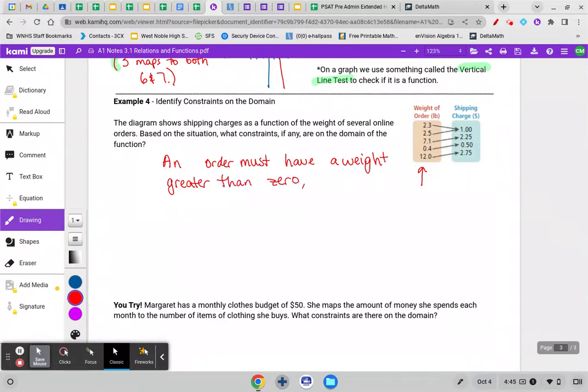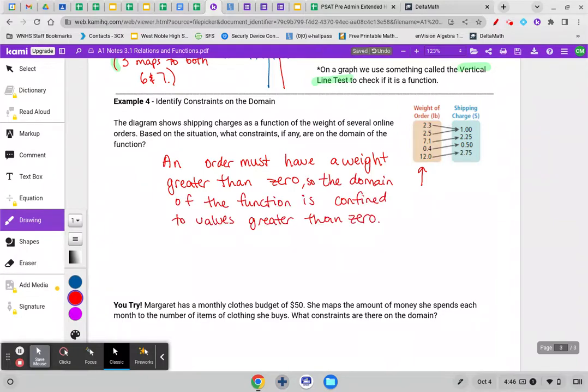and it doesn't really have a top end. I mean, you probably wouldn't want to ship a couple tons of things, although I'm sure it's possible. So we go ahead and say that the domain of the function is confined to values greater than 0, and that's it. So guys, on these ones, you kind of have to get out of your math brain a little bit, and you have to think more logically, like how the world actually works. Like the idea of shipping a package has to have weight. It can't have negative weight or no weight at all. That's how you think about your domain inputs and range outputs.